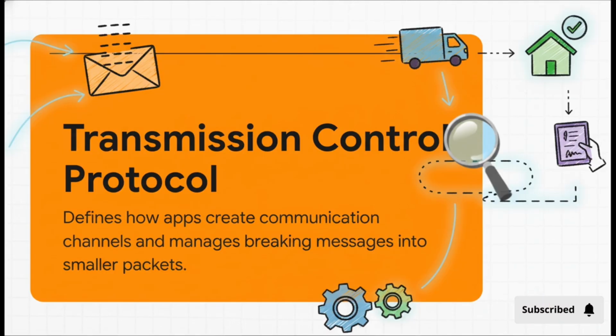But how do you make sure your message actually gets there, and gets there in one piece? Well, once your message is written, the transport layer takes over. And its star player is a protocol called TCP. TCP's job is to set up a stable connection and make sure your data arrives without any errors, kind of like getting tracking and delivery confirmation for your package.